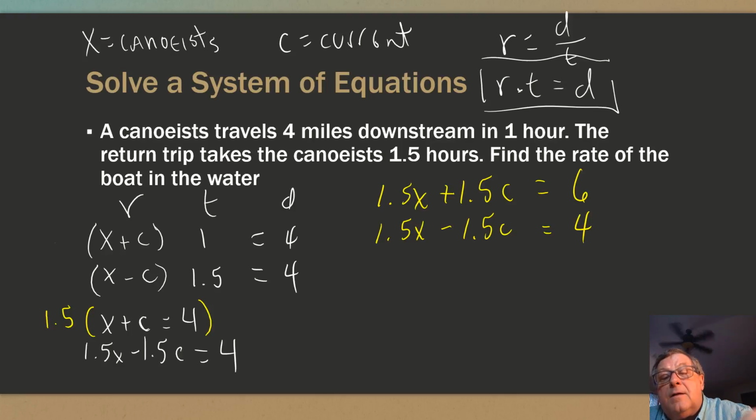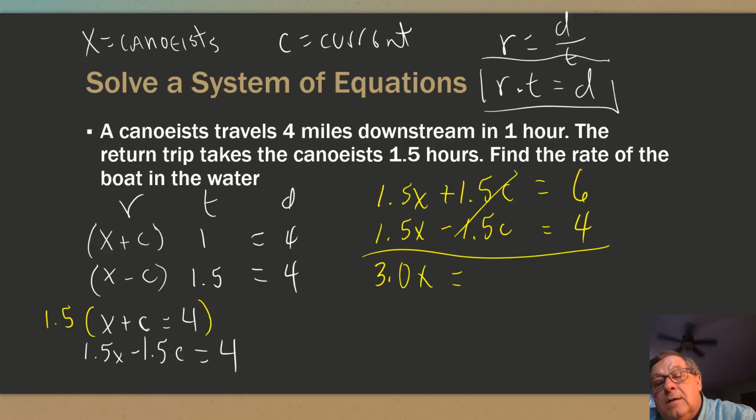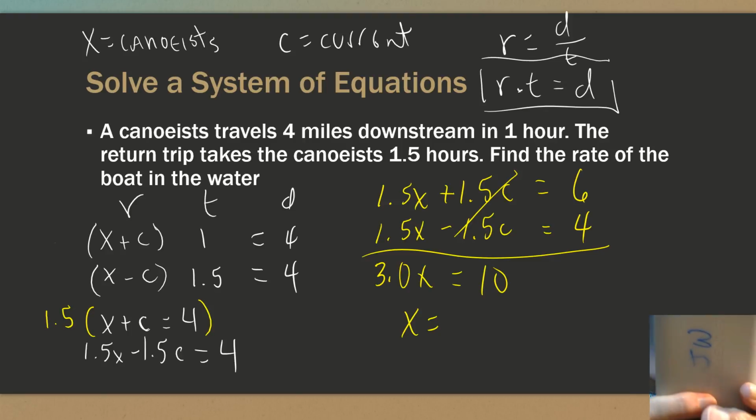Well, let's see, let's add those together. The 1.5 C's are going to cancel. It's going to give me 1.5X plus 1.5X is 3X, equals 10. And if we want to get that rate, I guess I should have said that X is the rate. Well, let's see, what's 10 divided by 3? I shouldn't even have to pick up a calculator for that. It's going to be 3 1/3.